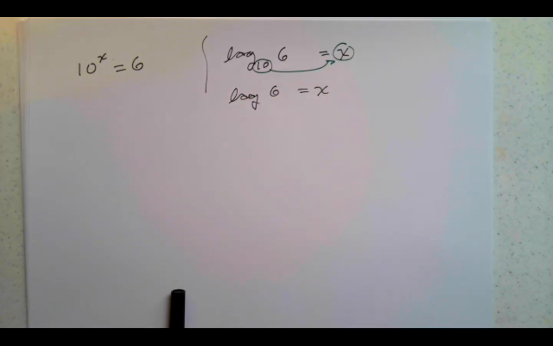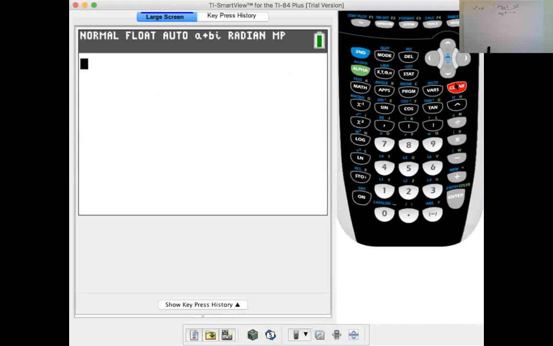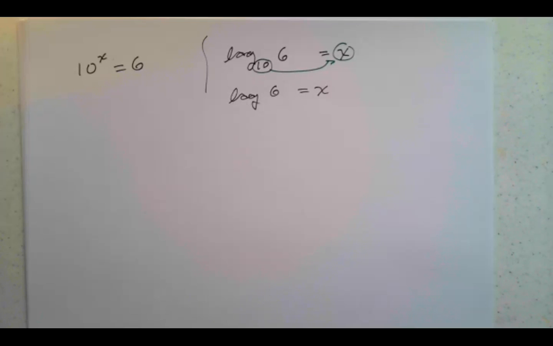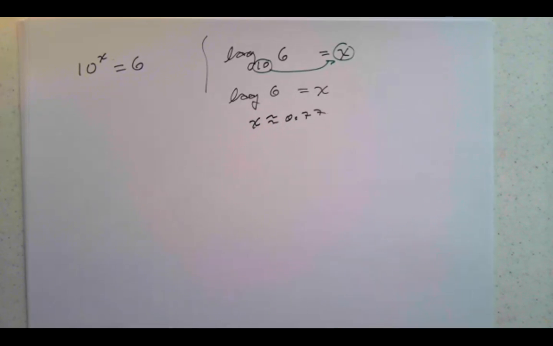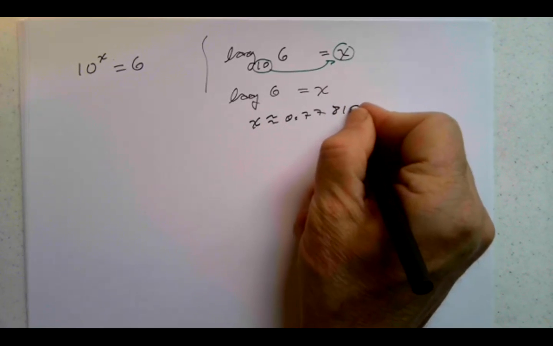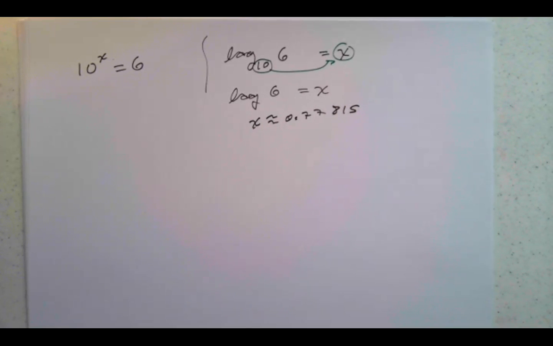So let's look at that on the graphing calculator. I want log, which is here. If you see log without a number, that's log base 10. Log of 6 gives me 0.77815. That's approximately what I have here, right? So x is approximately 0.77815.